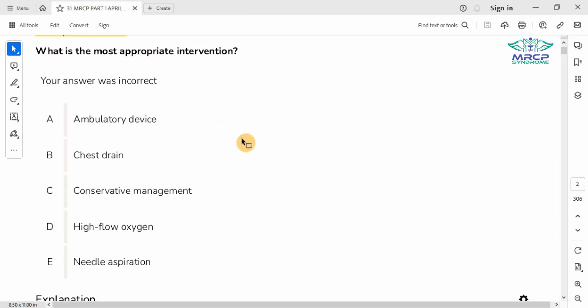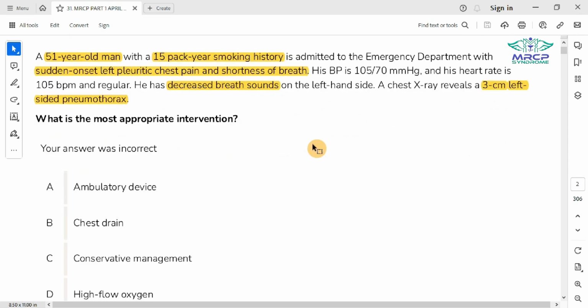What is the most appropriate intervention? Ambulatory device, chest drain, conservative management, high flow oxygen, needle aspiration. A 51-year-old man with a 15 pack-year smoking history is admitted to the emergency department with sudden onset of left pleuritic chest pain and shortness of breath. His blood pressure is 105/70 millimeters of mercury, and his heart rate is 105 beats per minute and regular. He has decreased breath sounds on the left-hand side, and chest X-ray reveals a 3 centimeter left-sided pneumothorax. So, what is the most appropriate management intervention?